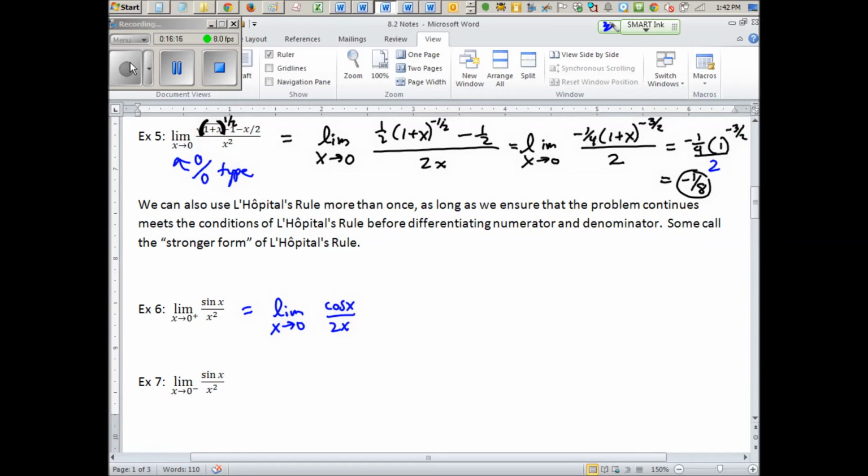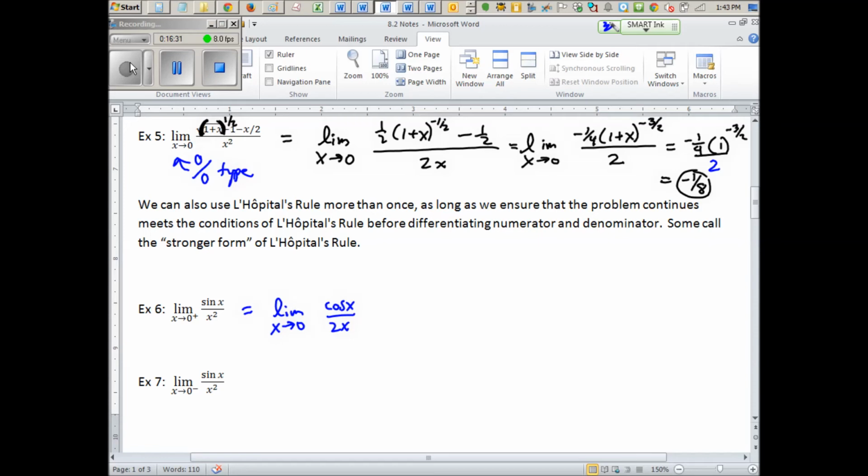I said you can't use L'Hopital's rule unless it's 0 over 0, right? What is it right now? 1 over 0. It's technically 1 over 0 when you plug in. So don't use L'Hopital's rule a second time. It's invalid, okay? Instead, you're just going to have to wrestle with this and what it means.